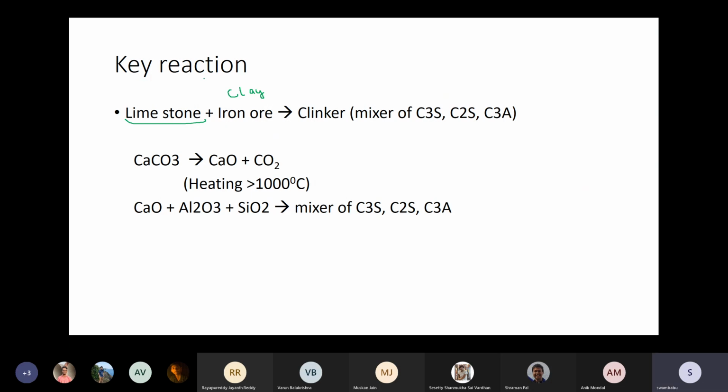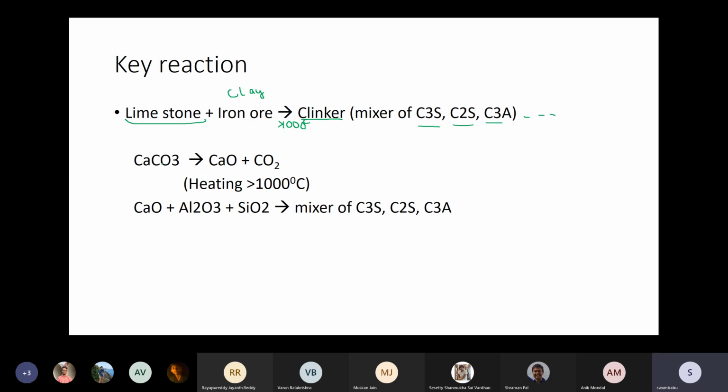So the key reaction is that limestone and iron ore combine and are heated at a high temperature, greater than 1000 degrees centigrade. What we produce is by sintering. If you take limestone, mix some clay and sand, then heat it at high temperature, what you produce is called clinker. Clinker is a mixture of C3S, C2S, and C3A, and a few other components, depending upon the impurities present.